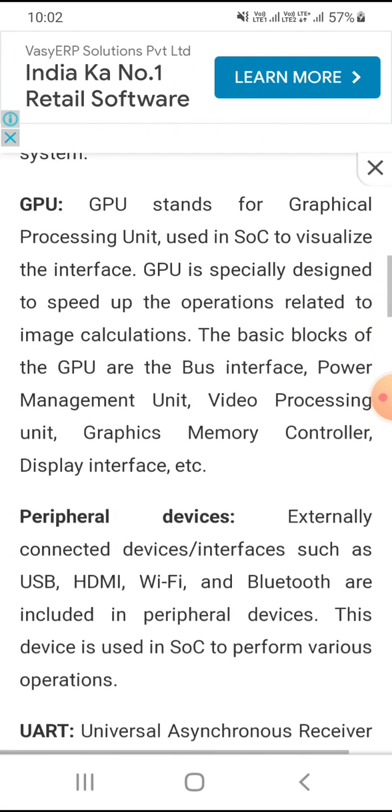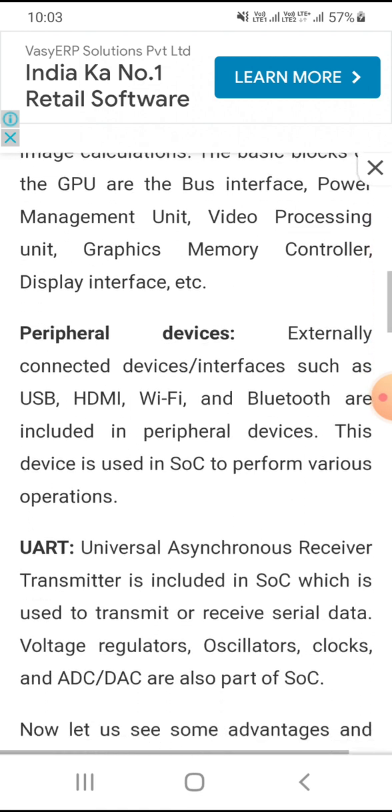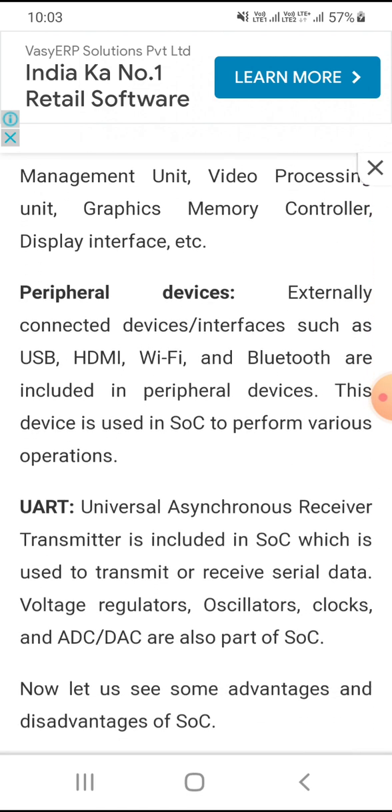GPU stands for graphical processing unit. It is used in system on chip to visualize the user interface. Graphical processing unit is especially designed to speed up operations related to image manipulation. The basic blocks of the graphical processing unit are the bus interface, power management unit, video processing unit, graphic memory controller, display interface, etc.